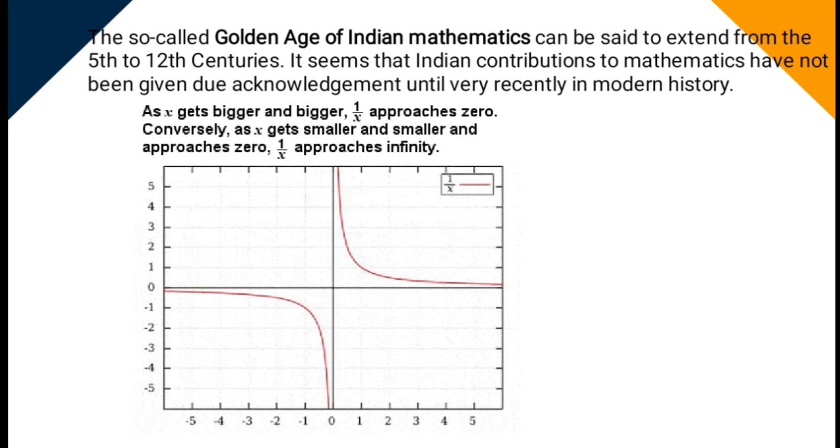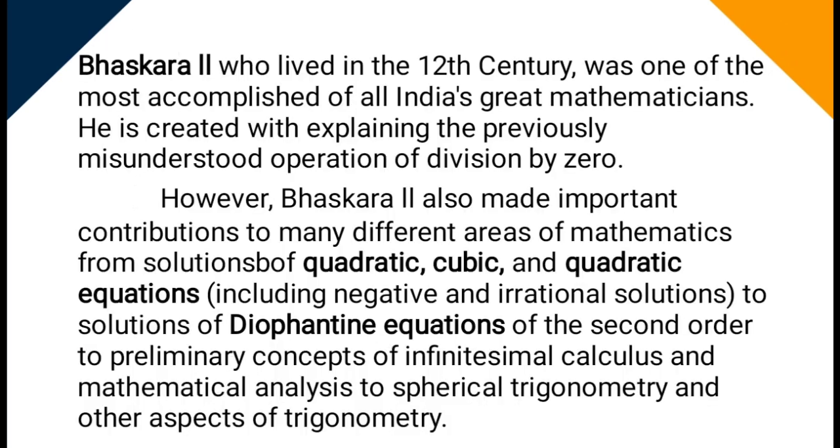The so-called golden age of Indian mathematics can be said to extend from the 5th to 12th centuries. It seems that India's contributions to mathematics have not been given due acknowledgement until very recently in modern history. So this is the infinity as the reciprocal of zero.